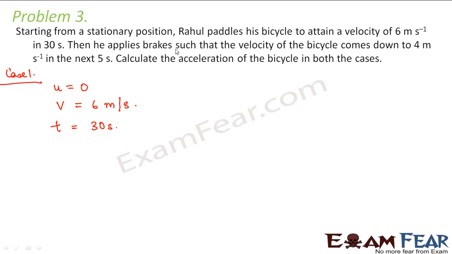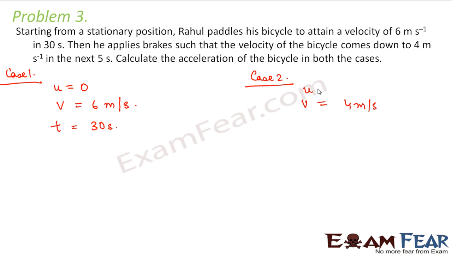Then he applies brakes such that the velocity of the bicycle comes down to 4 meter per second in the next 5 seconds. So in case 2, his final velocity becomes 4 meter per second.